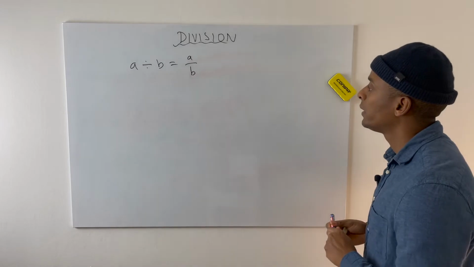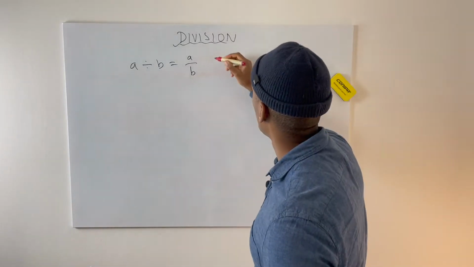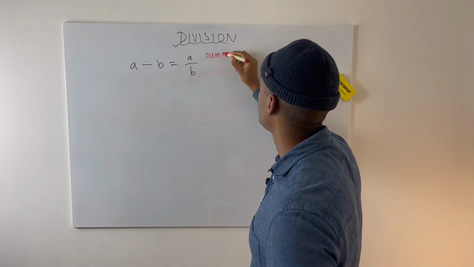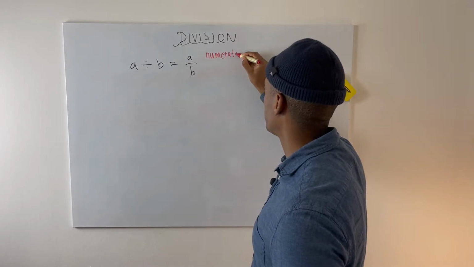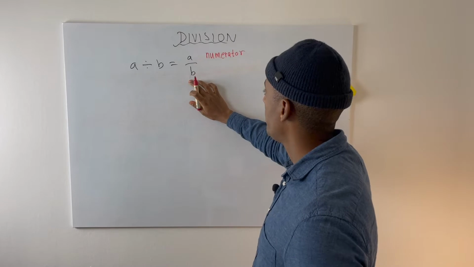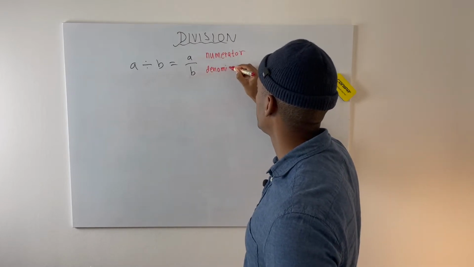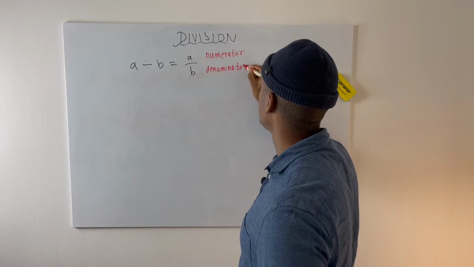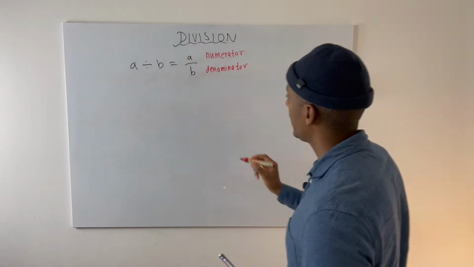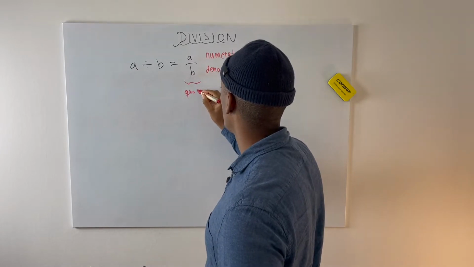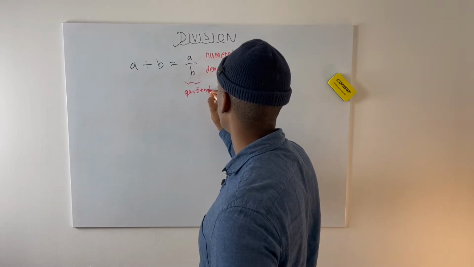A here is called the numerator. We talked about this before, guys. B is called the denominator. And together they become the quotient.